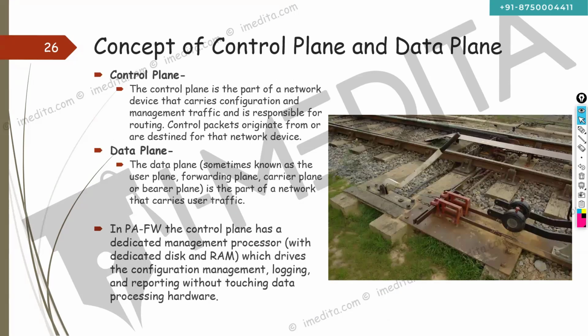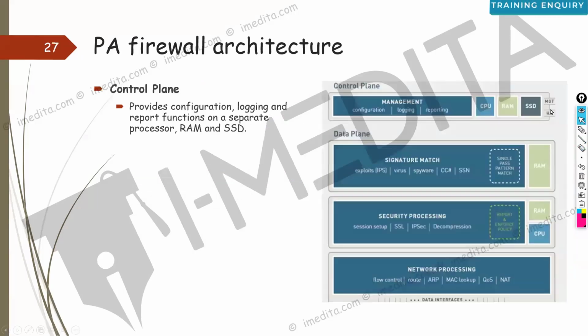Okay. Next, we have gone through the point that they have a separate control plane and data plane. So what is the meaning of control plane here? The control plane is the part of a network device that carries configuration and management traffic and is responsible for routing. And the data plane, sometimes known as the user plane or forwarding plane, is responsible for forwarding the traffic. Just keep the words, don't go line by line.